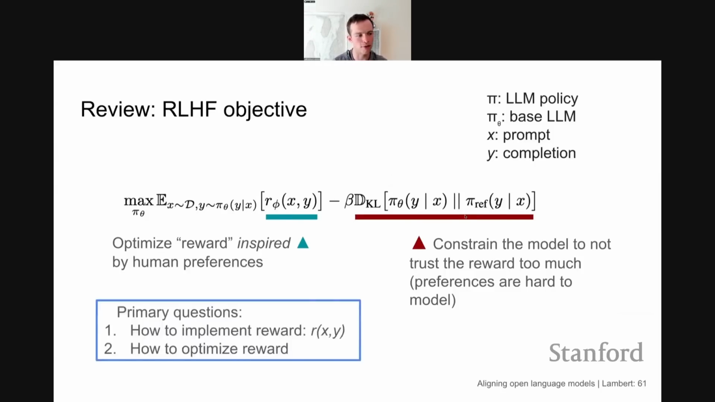And the primary questions when doing this are: how do we implement a good reward function, and how do we optimize the reward? This is a really RL-centric way of doing it, which is like, if you give me a reward function, I can optimize it. The classic RL idea was I'm in an environment, and the environment has the reward function built in. In RLHF, we're designing our own reward function. So this adds a lot of weirdness to the actual optimization that we're doing.